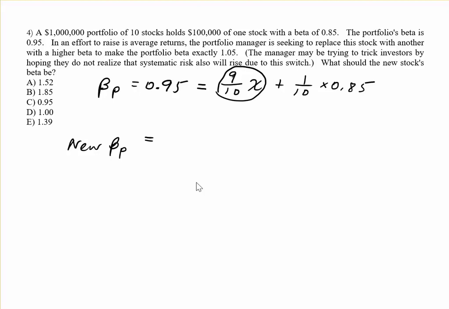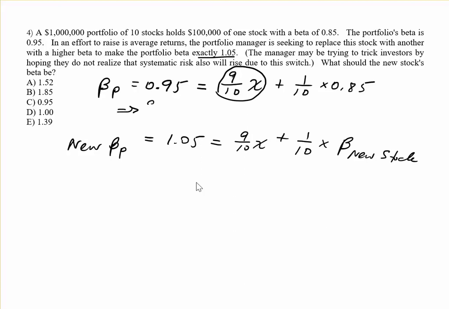Now, the new portfolio beta is targeted to be 1.05. We're not changing the other stocks here, and so that will stay the same. That's what we want to solve for, what I circled. But we are going to replace this stock with another stock, and it has to have some particular beta so that we can get the portfolio beta to increase by 0.1. So if I solve for 9/10 x by just rearranging the formula up above, I get 0.865. So this is what's going to go into there.